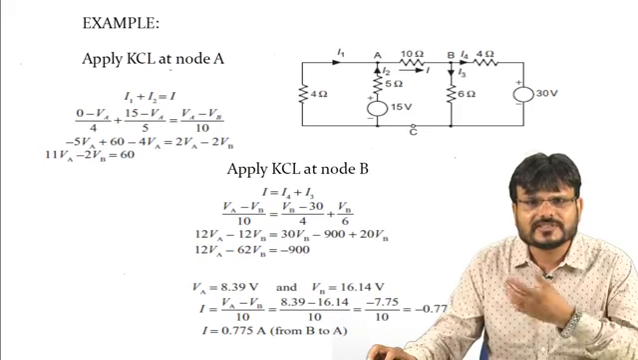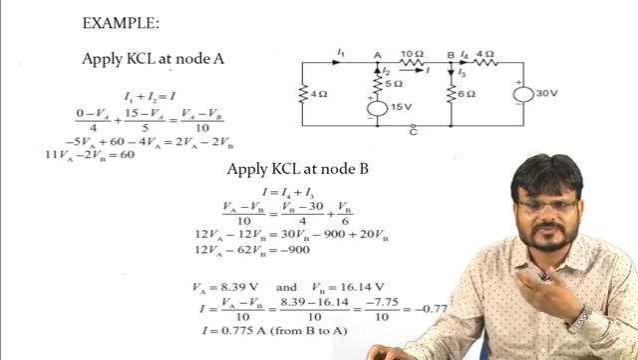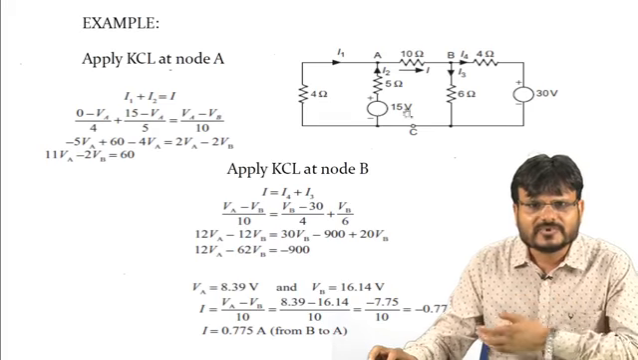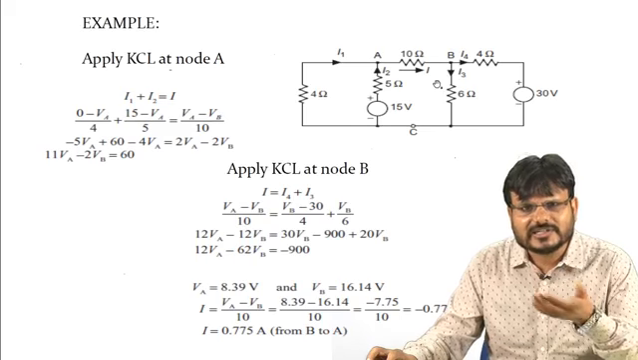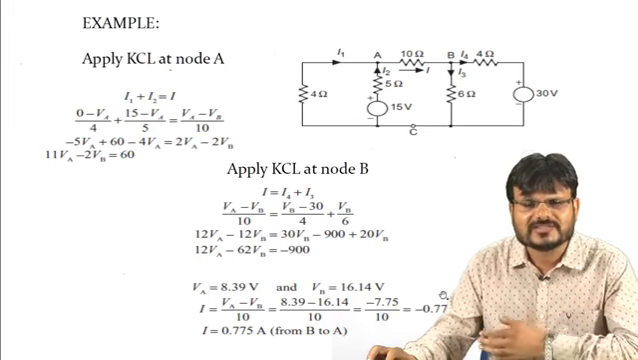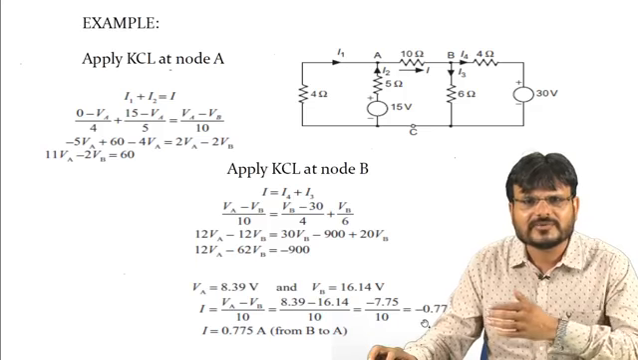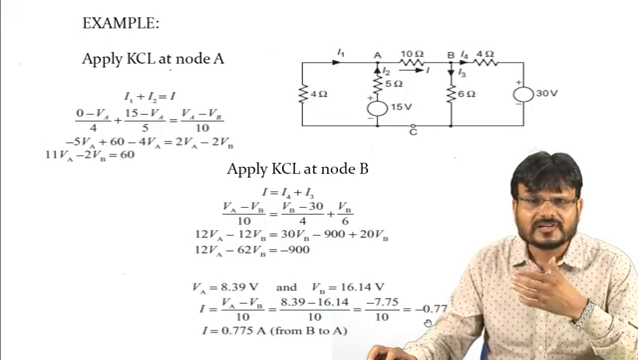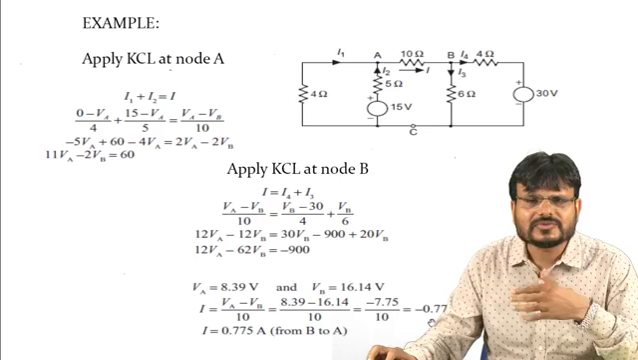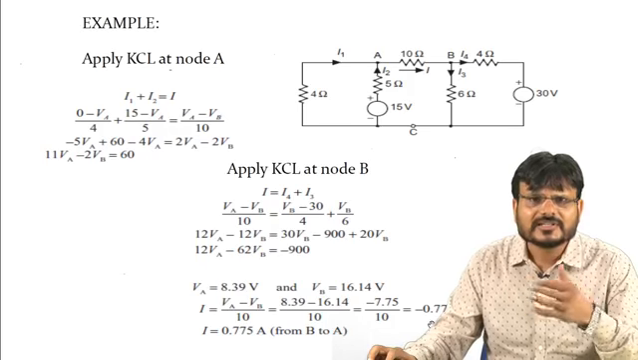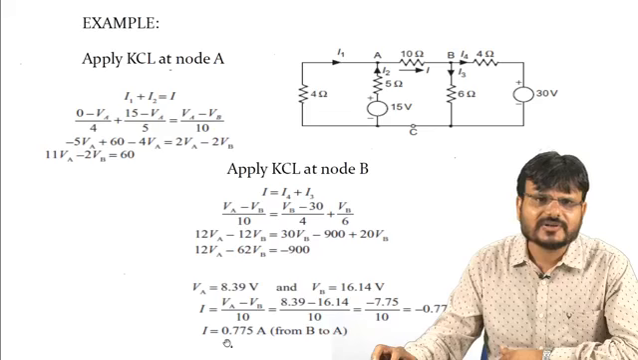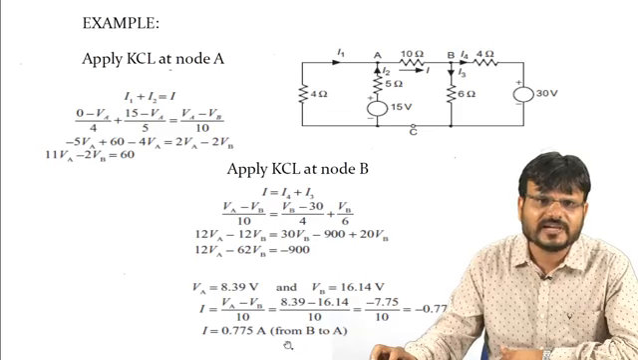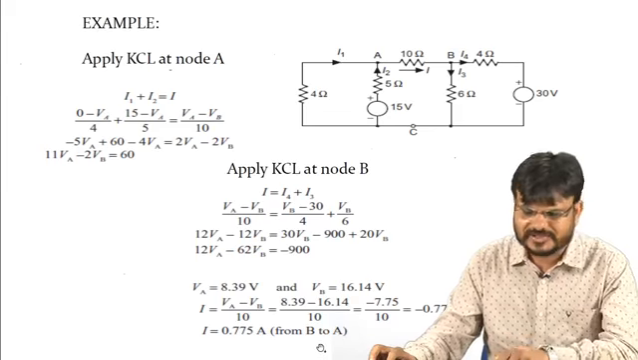So what is the indication of this minus sign? We assumed that current is flowing from A to B, but this minus sign is coming. That means we have assumed the wrong direction of the current. So in conclusion, you can say the current was originally flowing from B to A. So this current I is equal to 0.775 from B to A terminal.